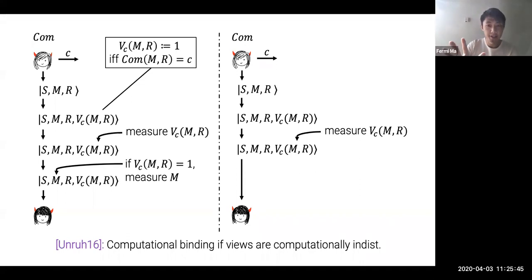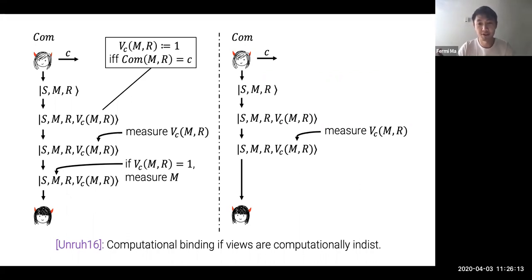So another way to think about it is the left-hand side is kind of the behavior you get from a perfectly binding commitment. In particular, on the left-hand side, the second stage adversary is going to get a state where M is already measured and therefore unique. There's no leeway in the second stage adversary's choice of M, because it's measured. And on the right-hand side is what actually happens.